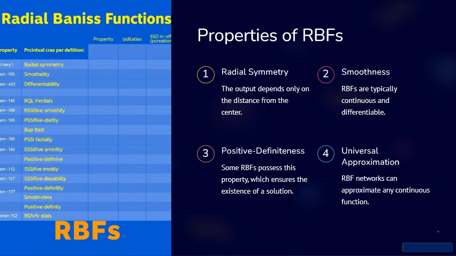Next, let us see some of the properties of RBFs. First property is radial symmetry. The output depends only on the distance from the center. Second is smoothness. RBFs are typically continuous and differentiable. Third property is positive definiteness. Some RBFs possess this property, which ensures the existence of the solution. And the fourth property is universal approximation. RBF networks can approximate any continuous function.